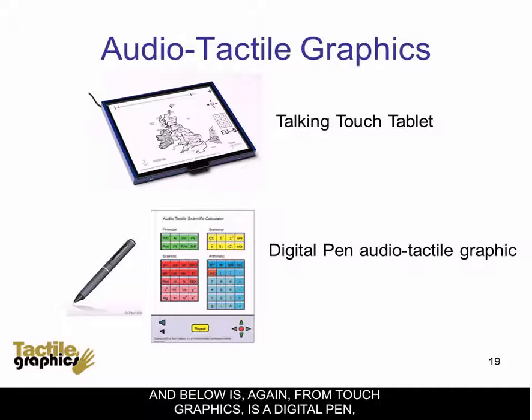Below, again from Touch Graphics, is a digital pen audio tactile graphic. Here is a picture of a digital pen. The digital pen has a little camera on the end, and it can sense little dots on the image, and it'll read out loud what it's supposed to read out loud. The voice is actually stored inside the pen, and you can hear it. This is a lot lighter. You just have this pen, but again, it's an integrated system. You have to have all the information stored someplace. It has to be loaded onto the pen, and then the pen can recognize where it is on that sheet of paper and read back the prompt. This looks like some kind of calculator.